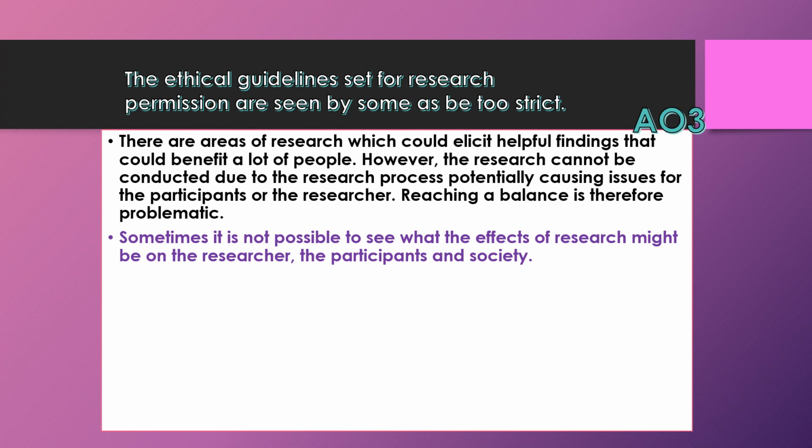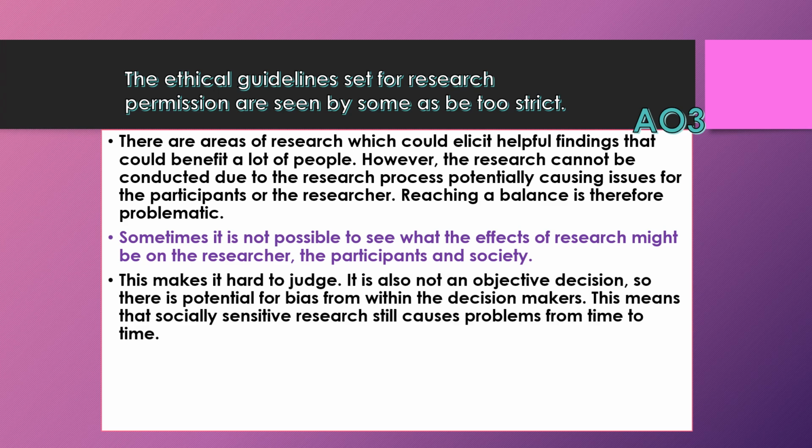So this is our AO3 here. Sometimes it's not possible to see what the effects of research might be on the researcher, the participants, and society. Sometimes researchers do things that they're just interested in, and they don't realise what could come from those findings. So it does make it really hard to judge, and it's not an objective decision. So there's going to be bias within the decision makers as to whether or not it's going to cause problems over time.